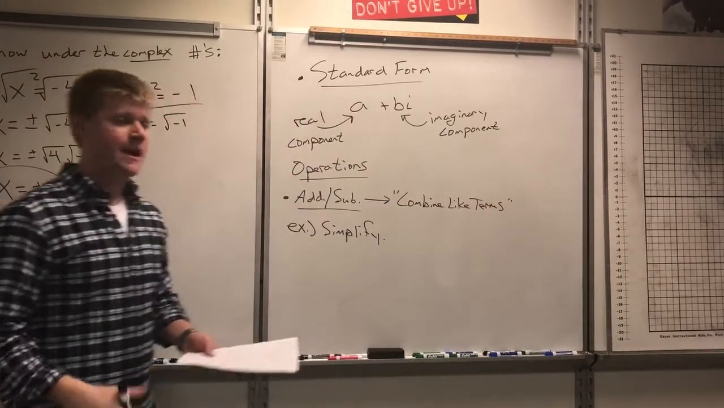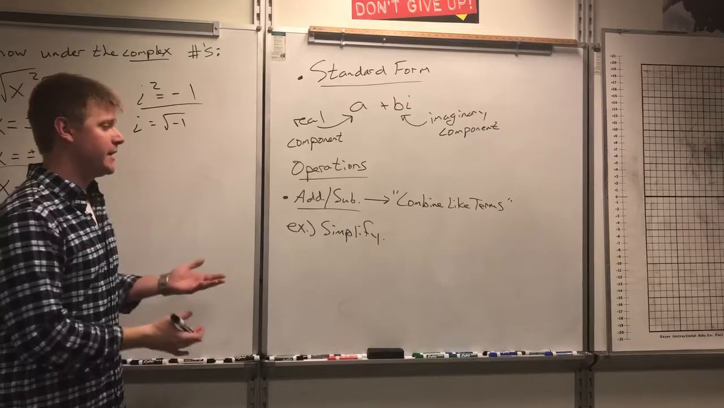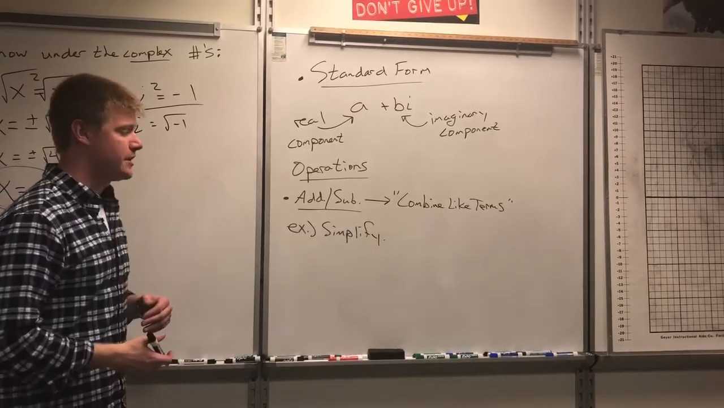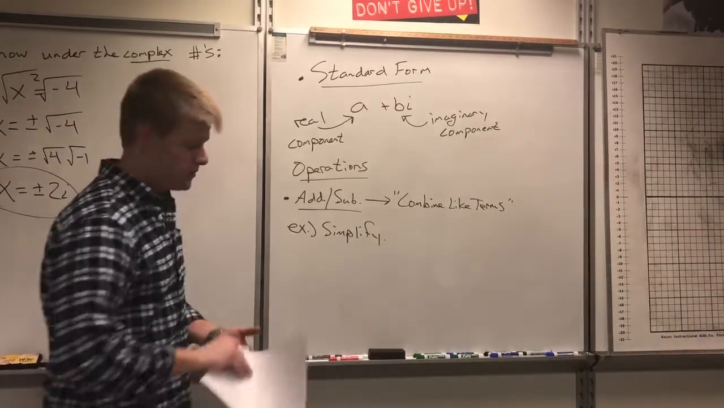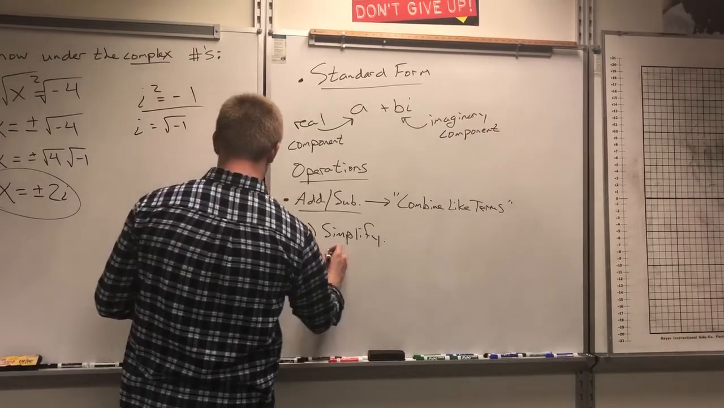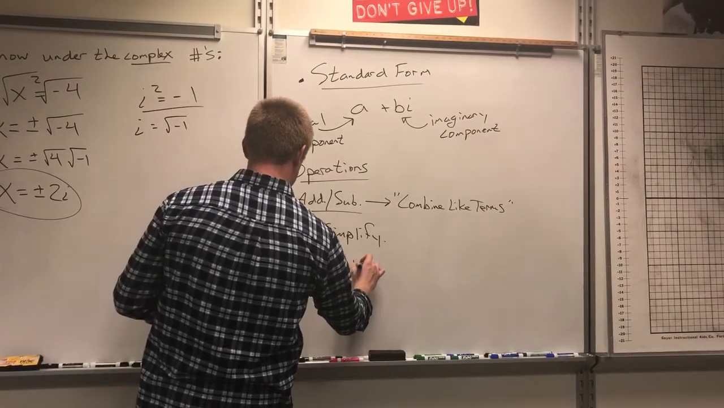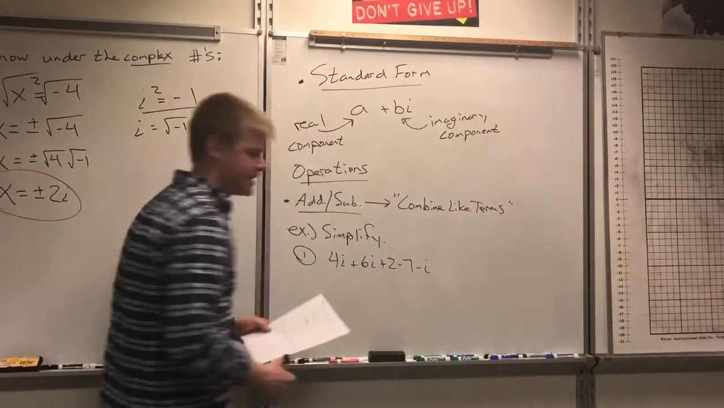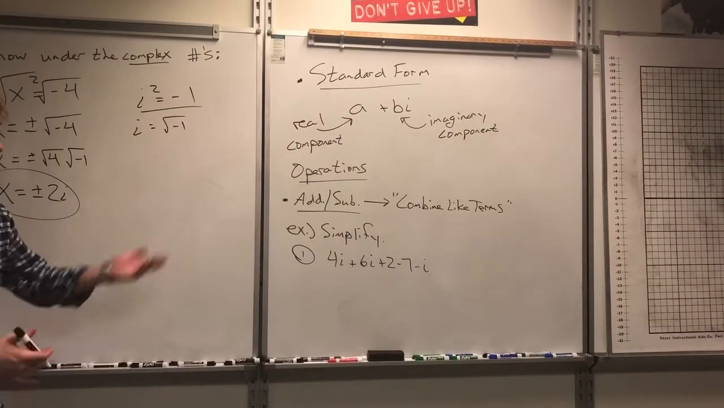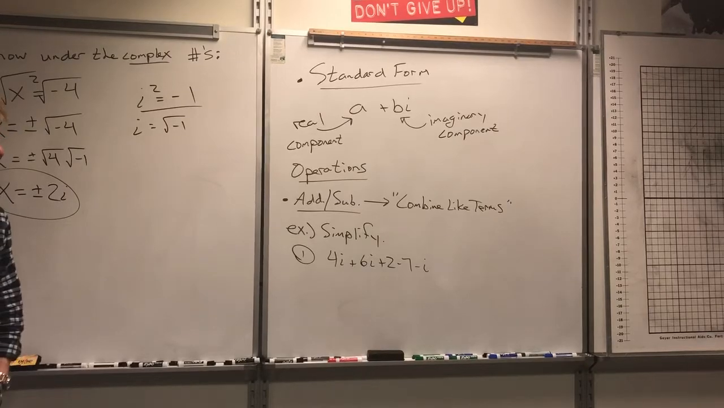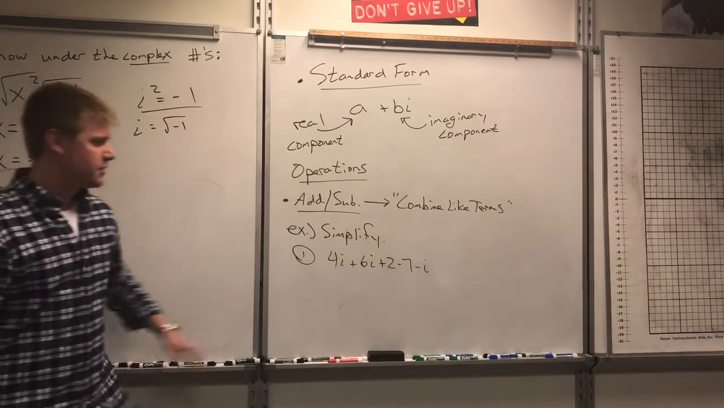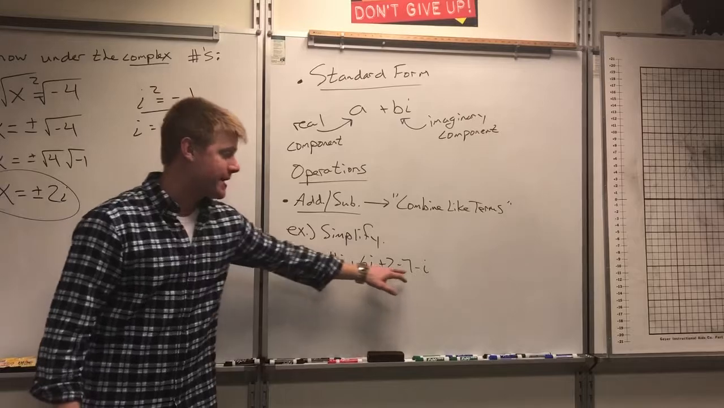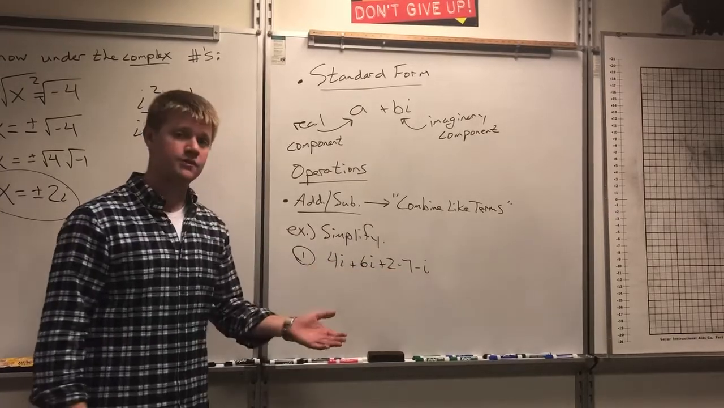Just like I can't combine a constant with a variable, I can't combine a real number with an imaginary number. Okay? So first one we'll do here, pretty simple one. 4i plus 6i plus 2 minus 7 minus i. All right, so treat this just like a string of like term combination. I could combine anything that has an imaginary number and anything that is a real number.